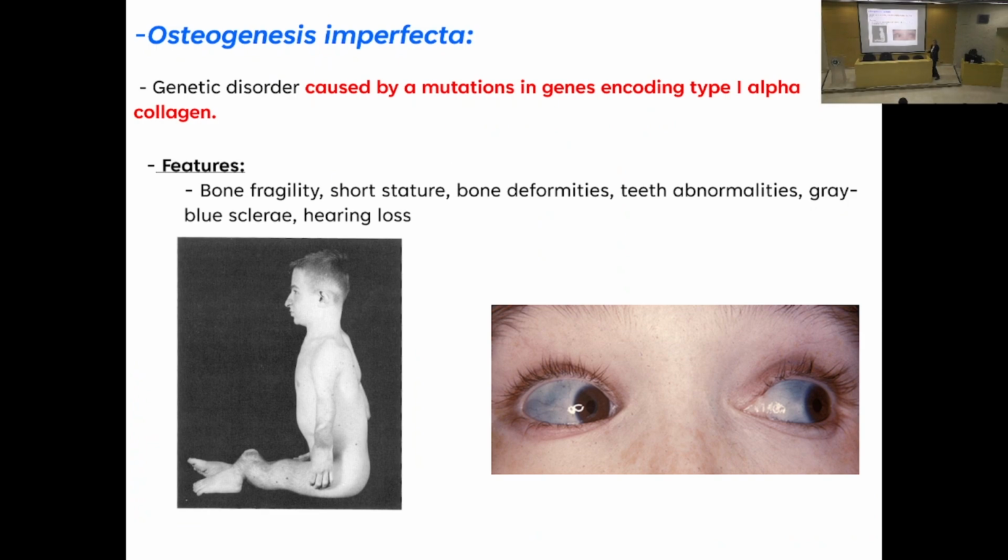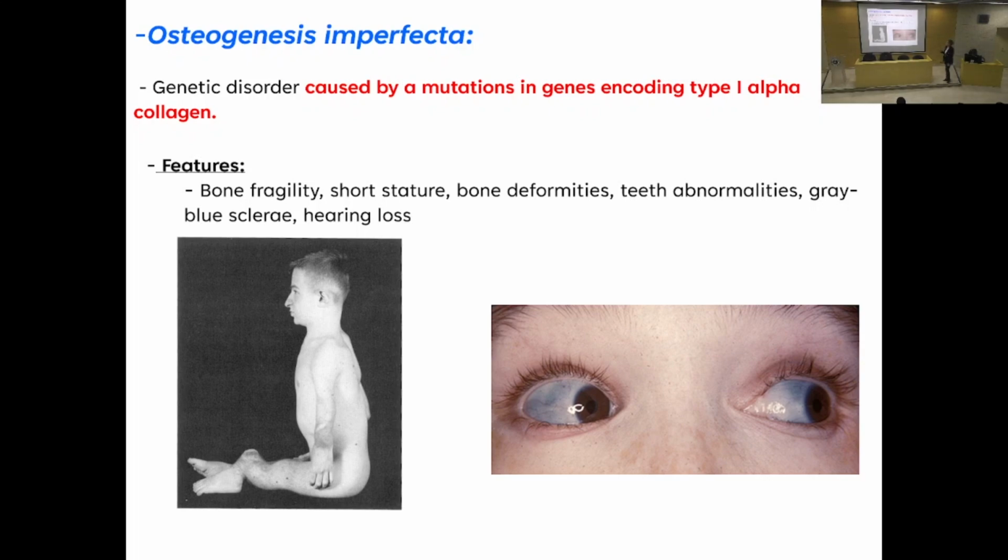The second disease is called osteogenesis imperfecta, and this is due to type 1 alpha collagen deficiency. These people have bone fragility, short stature, and teeth abnormality, but the property is that you can look at the patient and know it: when you look at the sclera, the white of the eye, it is blue. When it's blue, there is a problem of collagen.